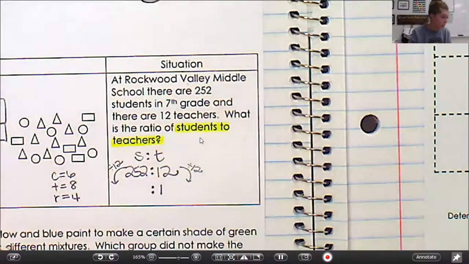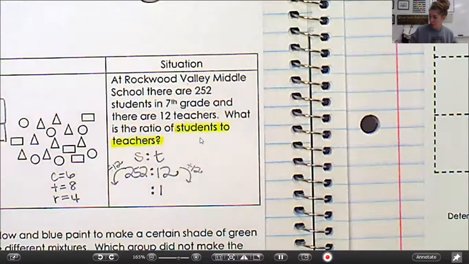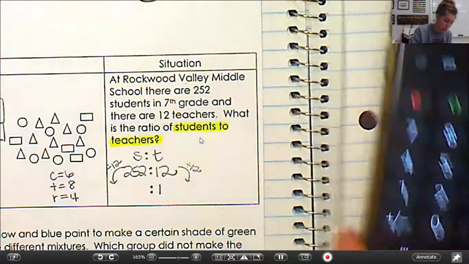And where is it? Where'd it go? Okay, I have no idea where my calculator is, so I got to use my phone.